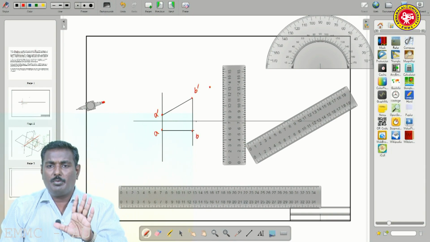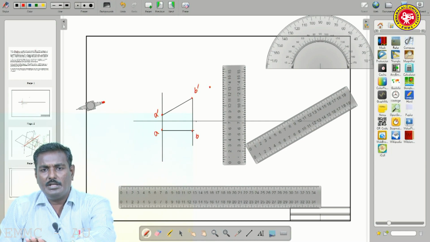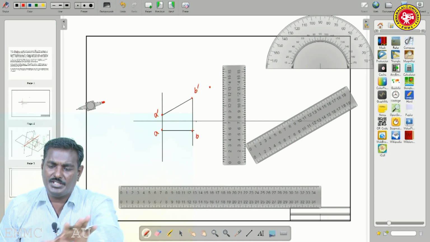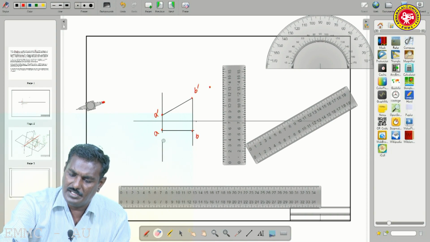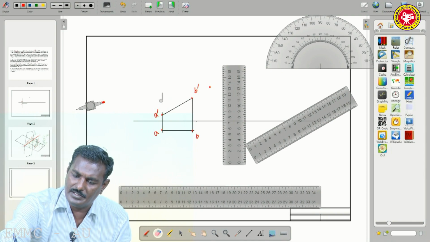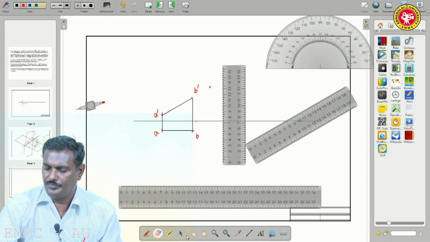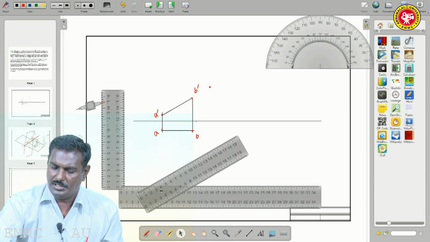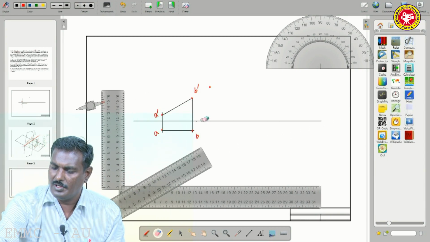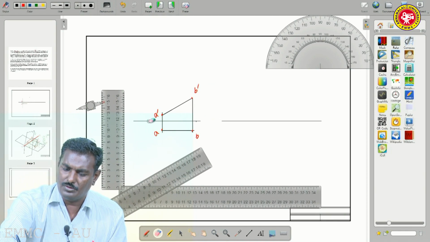So, this is the first problem. Problem number 1, projection. Now projection is finished. After that you have to erase the extra lines. I just put a break, because for another problem I have to draw.